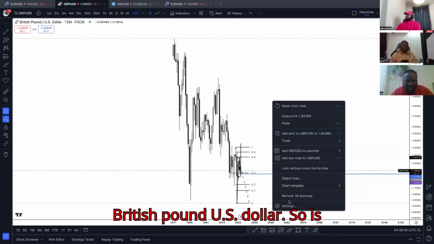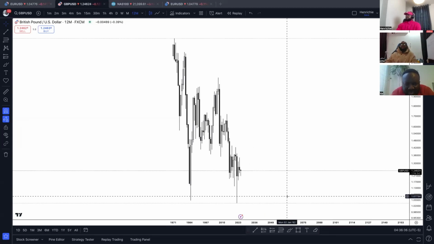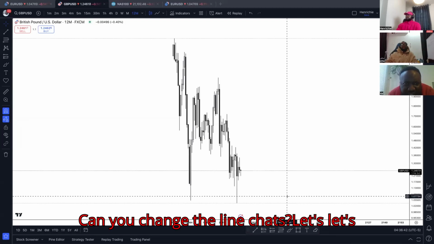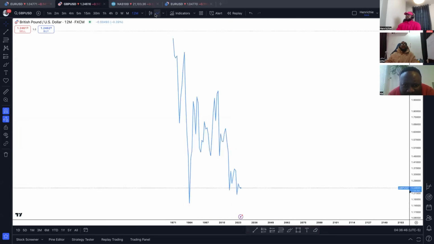British pound US dollar. So is this bearish or bullish? Can you change it to line charts? Let's just... Bearish. That is bearish.